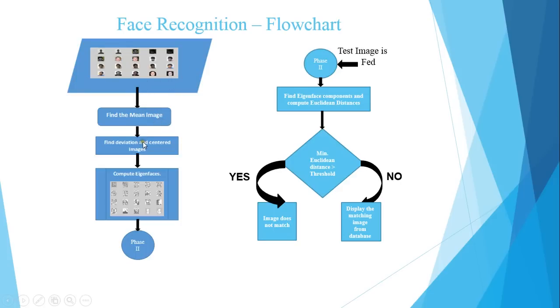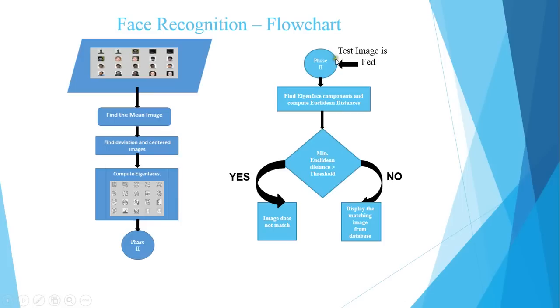Then the deviation of all these images from this mean image is found, and the centered images are computed, and the eigenfaces, or rather the eigenvectors of the covariance matrix, are found. The resultant image looks somewhat like this, and then we go into phase 2.